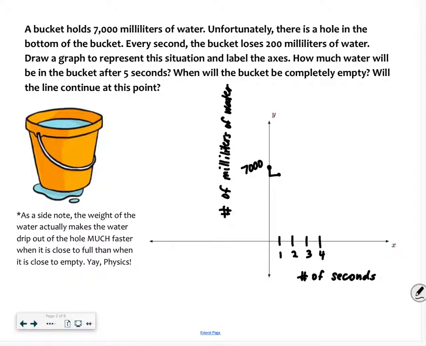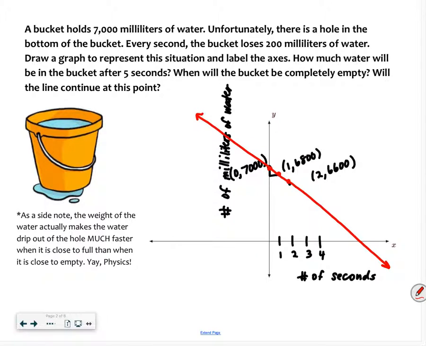As we do this, we start to see that we get different values. So I have the point 0, 7,000. If I subtract out 200 milliliters, I'm going to have 1, 6,800. And I'm going to have 2, 6,600, and so on. So I keep getting all of these points. And so we see that this bucket is losing water.